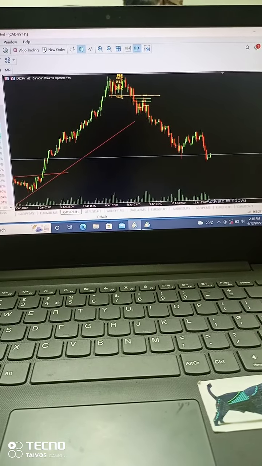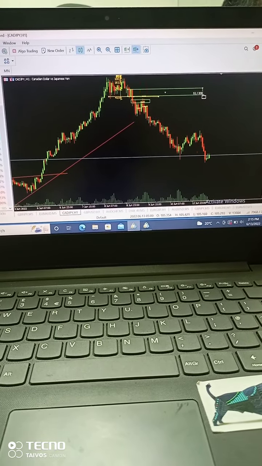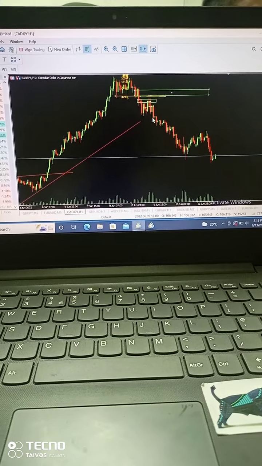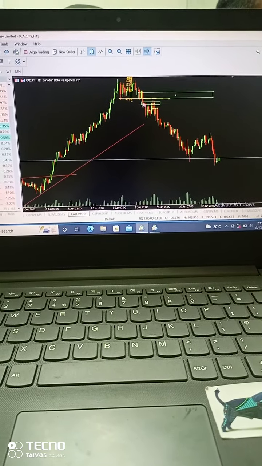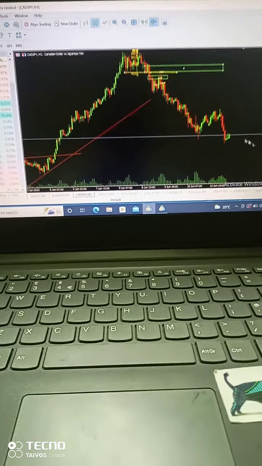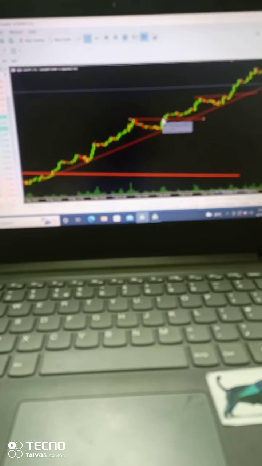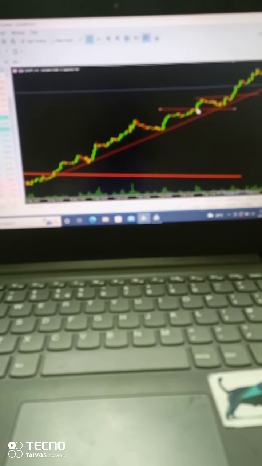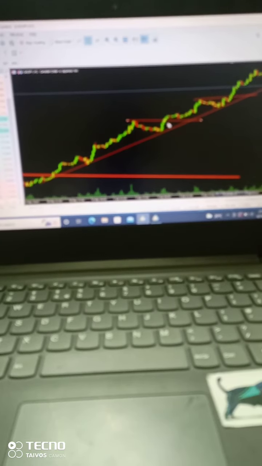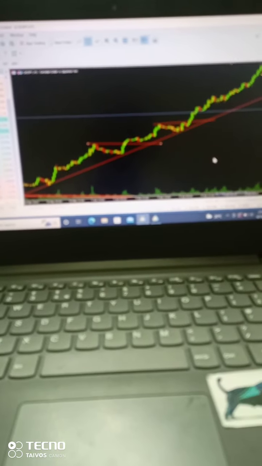or you can even identify the supply areas. In those supply areas you can anticipate, and then look for an entry when the market breaks the structure on a lower time frame. So this is one of the very good trading opportunities that you can have, and you can make a good fortune with forex. So that's for today.